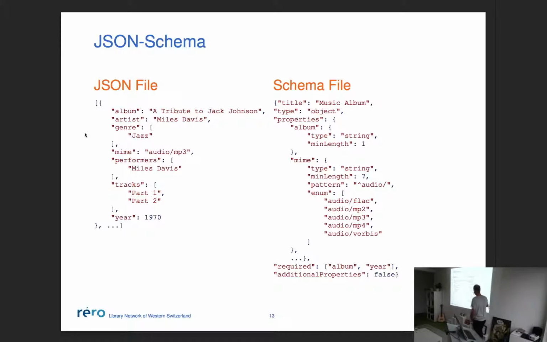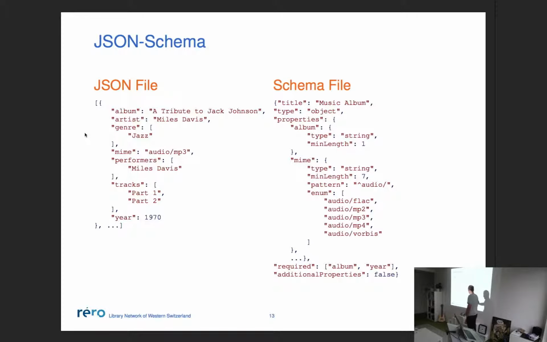The schema is also a JSON that describes this structure. I didn't put all the fields there, only some. Here I have the title of the schema, saying that this schema describes a music album. The data that I want to describe is of type object. In the properties, I can say that the album is a string, not an integer, and I can fix a minimum length. For example, for the mime types, it's a string of 7 characters. I can specify a pattern, which is a regular expression to validate the contents of the mime type, or I can also list all the possible values of this field.